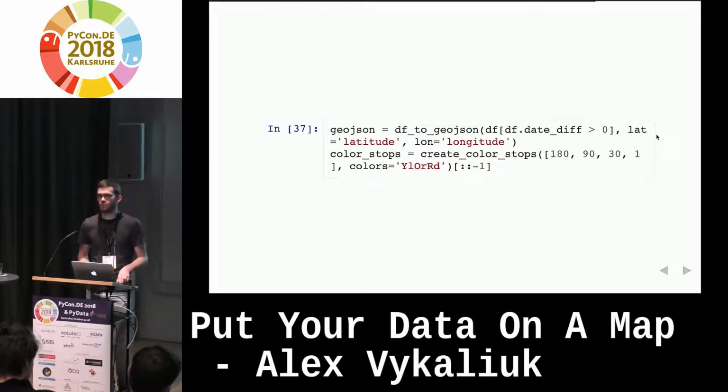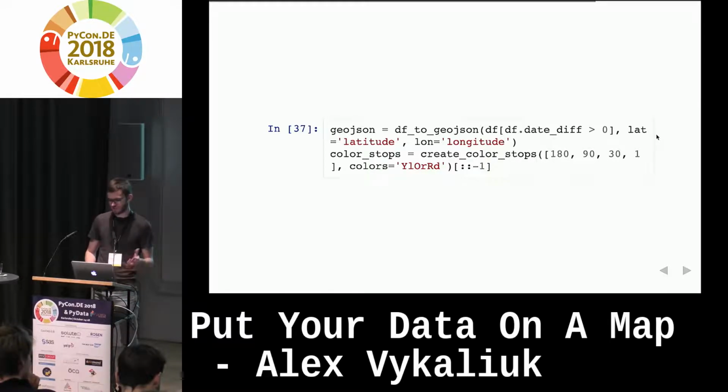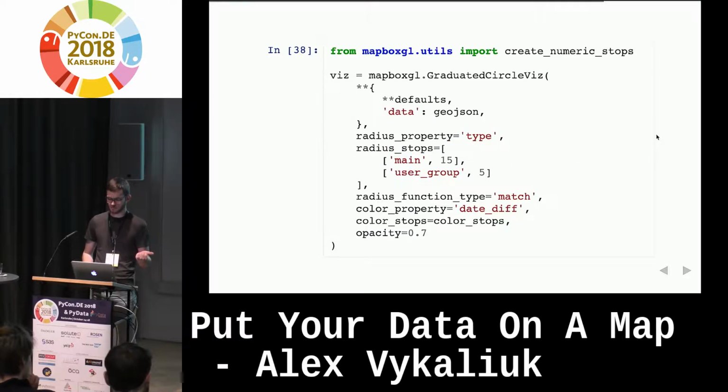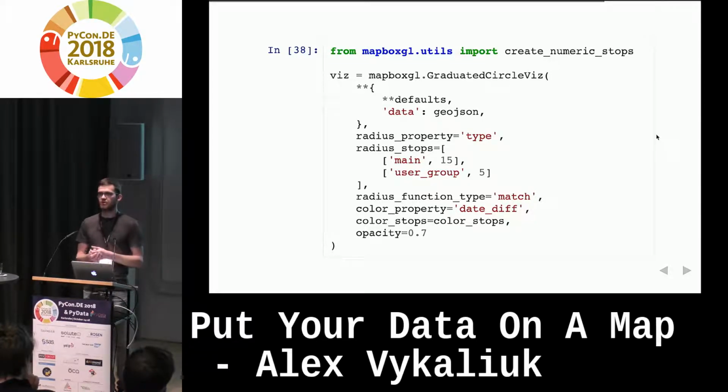So now to make this map useful for you, we will filter out the events that were in the past, and we will create color stops that will go from yellow to red based on days that are left to the event. And we will show a new visualization.